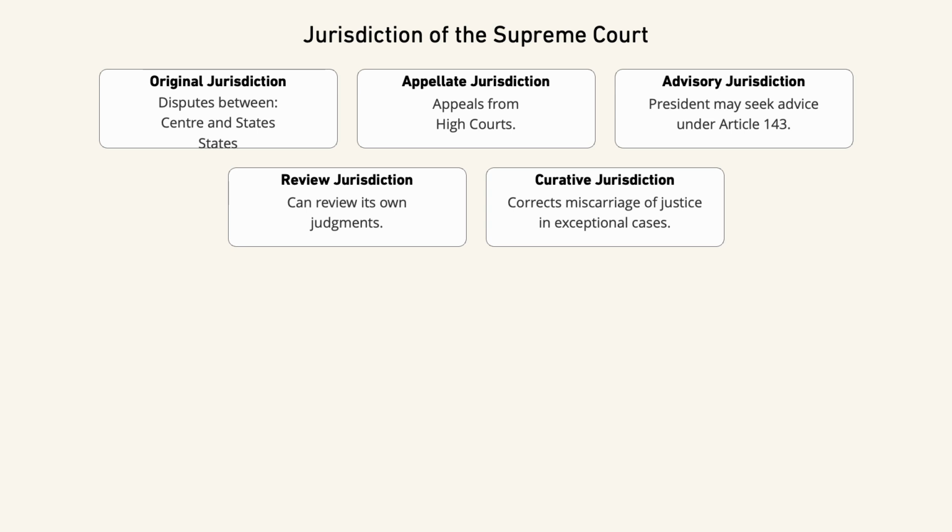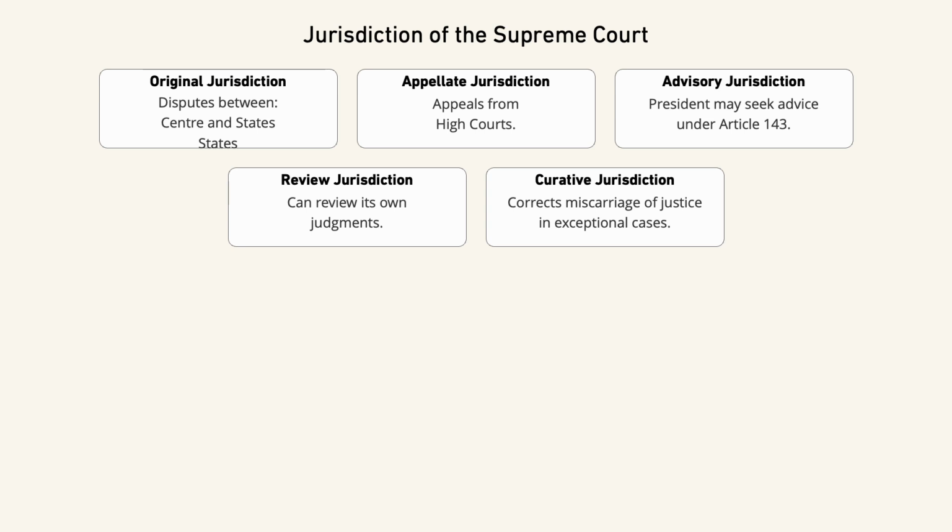Original jurisdiction, disputes between center and state, which means original means for any matter relating to center and states, they can directly approach the Supreme Court. Okay, but for petty issues such as a chicken thief, you cannot go to the Supreme Court, okay? You cannot go to the Supreme Court. For big cases, you can go directly.